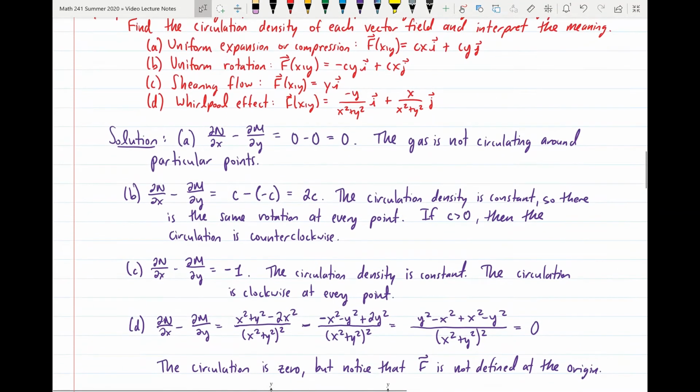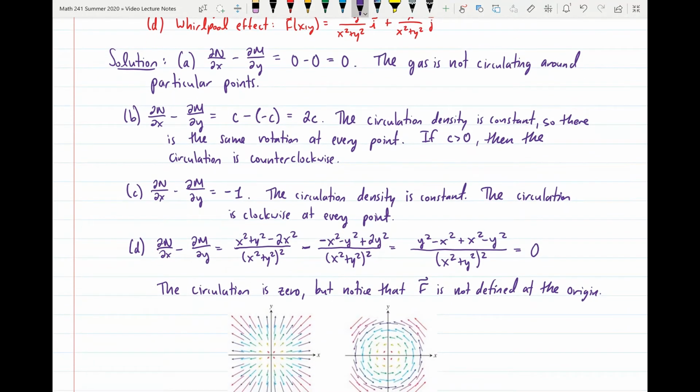And then finally, for our last vector field, we have what's called the whirlpool effect, and it's modeled by the vector field f of x, y equal to -y over x squared plus y squared i plus x over x squared plus y squared j. And in this case, the partial derivative of n with respect to x minus the partial derivative of m with respect to y is ultimately going to equal 0. If you want to, you can stop the video and verify that the partial derivatives that I calculated are correct, but the answer is in fact 0 in this case.